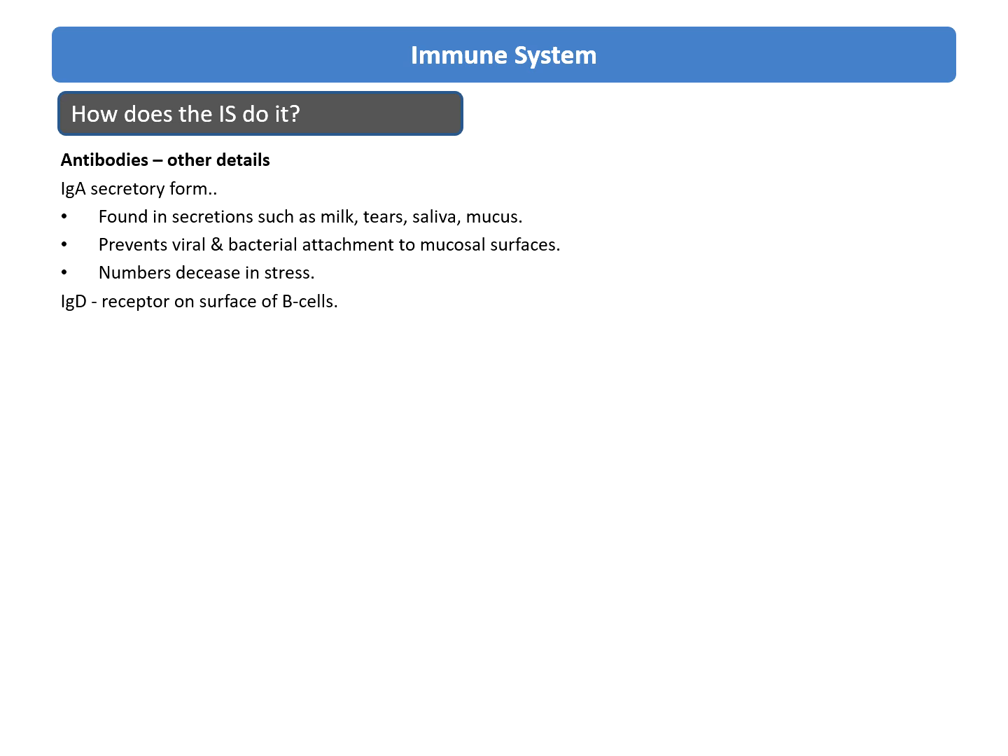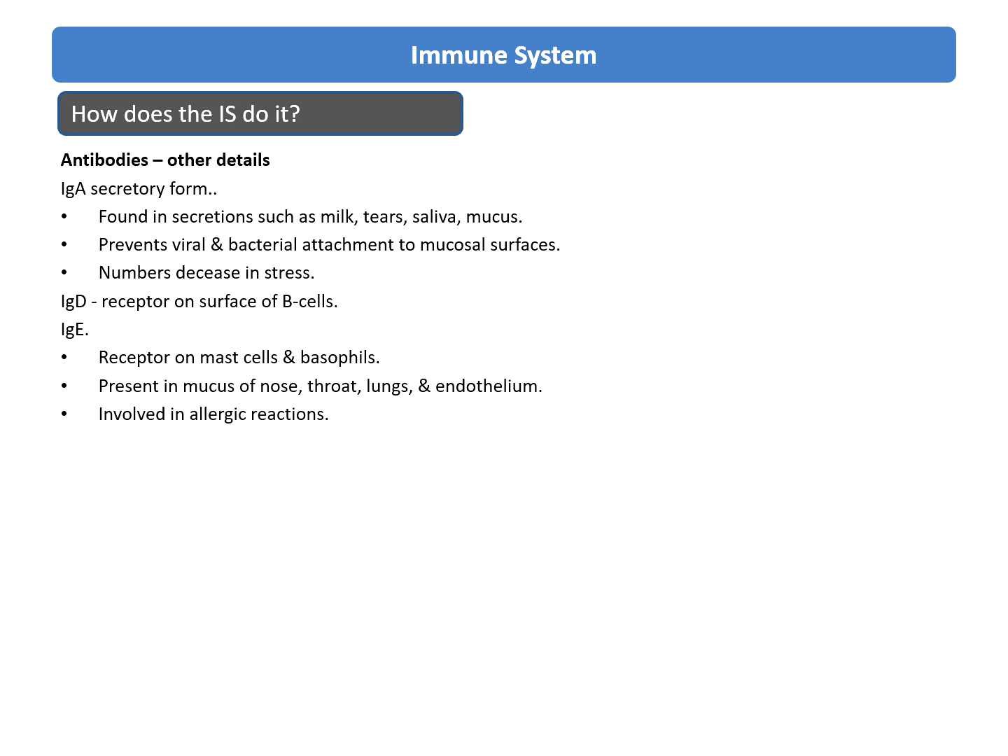Immunoglobulin D is a receptor on the surface of the B cells. Immunoglobulin E is a receptor on mast cells and basophils. It's present in the mucus of the nose, throat, lungs, and endothelium. So it protects internal body surfaces. It's involved in allergic reactions.